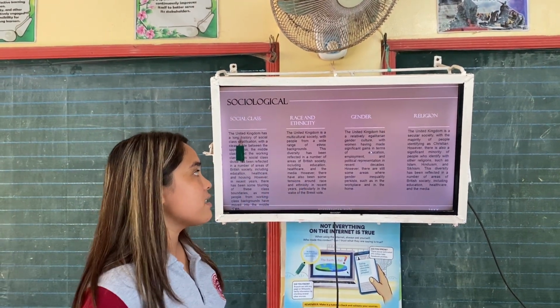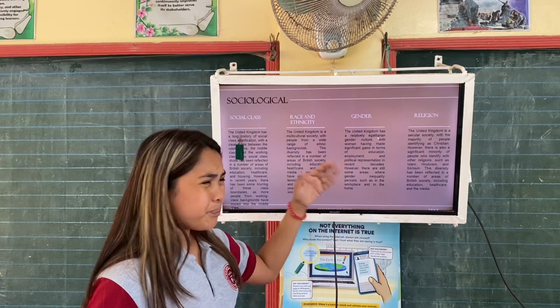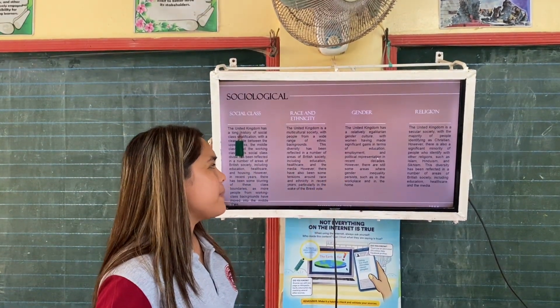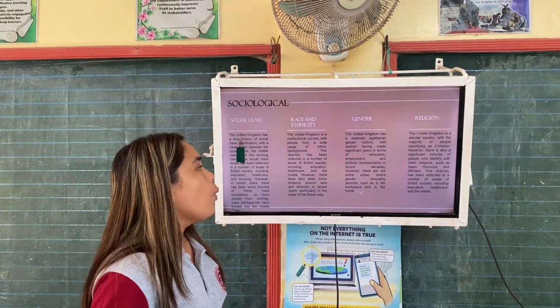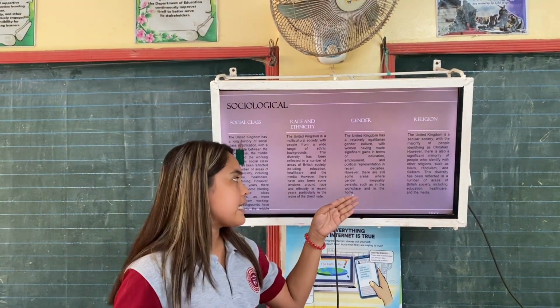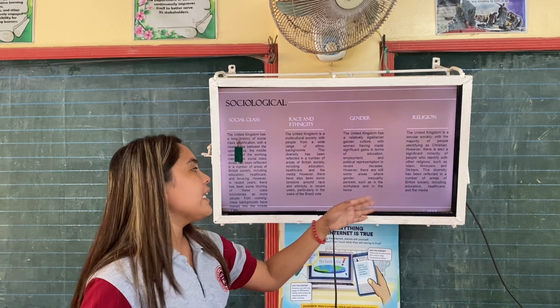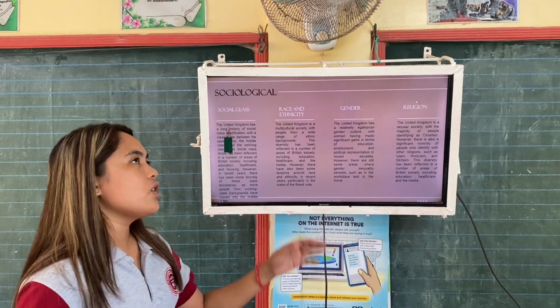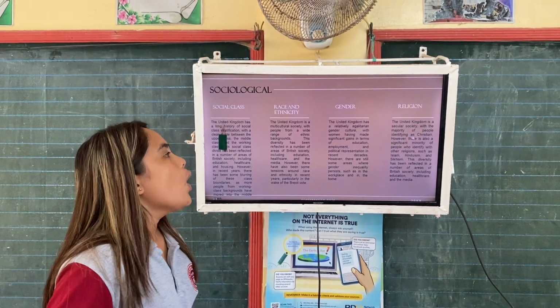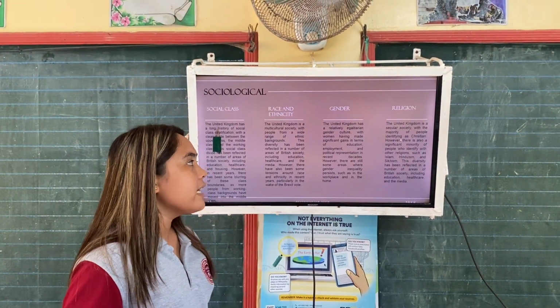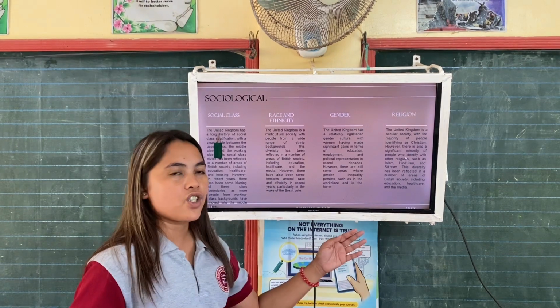And then, in terms of gender, the United Kingdom has a relatively egalitarian gender culture, with women having made significant gains in terms of education, employment, and political representation in recent decades. However, there are still some areas where gender inequality persists, such as in the workplace and in the home. And then last, in terms of religion, the United Kingdom is a secular society with the majority of people identifying as Christian.